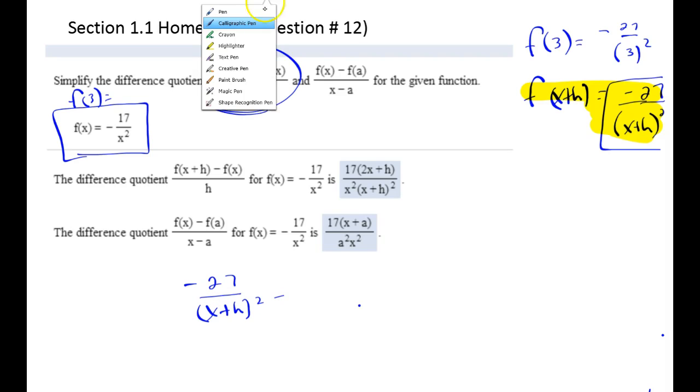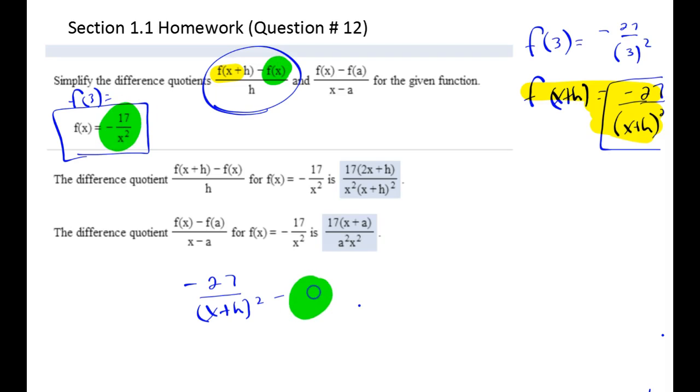The function itself is f at x, so it's this green thing. So I'm going to replace f at x with the function, which is a negative 17. Be careful, there's a double negative in here. And it's going to be all divided by h for the formula. So the yellow goes yellow. I've got f of x plus h in yellow minus the green function, that's f at x, all divided by h.